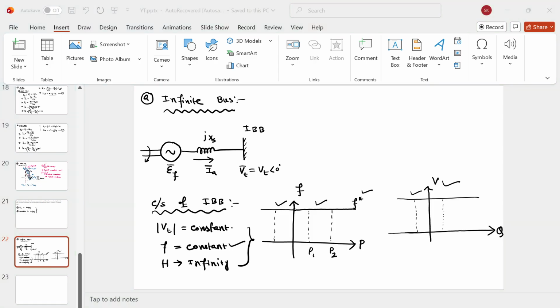Now we will see what will happen if we increase the input power to the synchronous generator when it is connected to the infinite bus bar. Okay, so let's come here.